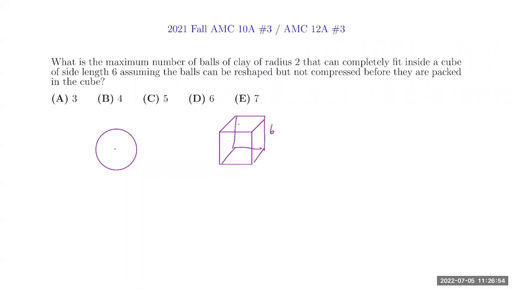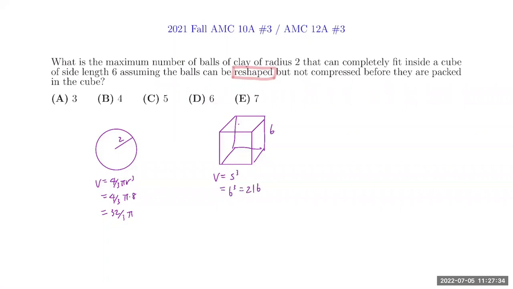But we also notice that the balls of clay can be reshaped, meaning we don't really care about the fact that the balls of clay are spheres, because they can form any shape that we want. So let's just figure out what the volume is. The volume of a sphere is 4/3 pi r cubed, giving us 4/3 pi times 8, which is 32/3 pi. And the volume of the cube is side length cubed, which is 6 cubed equals 216.